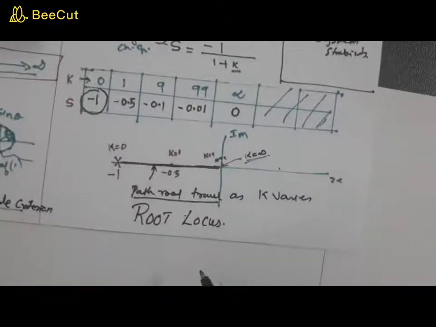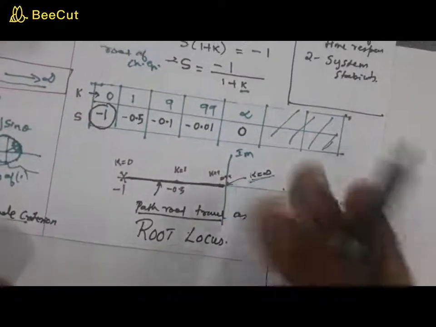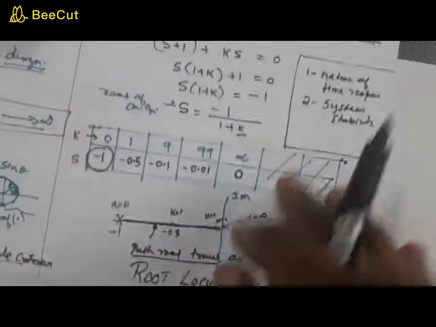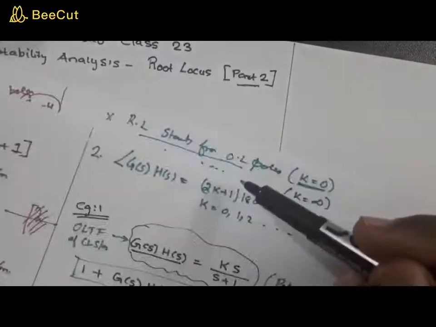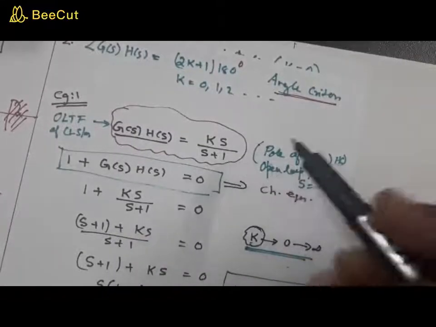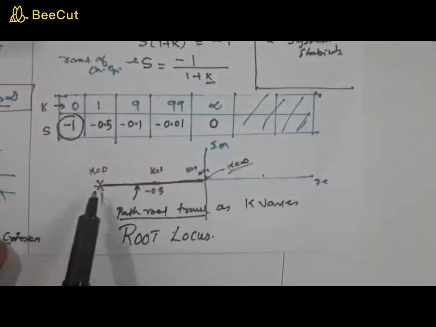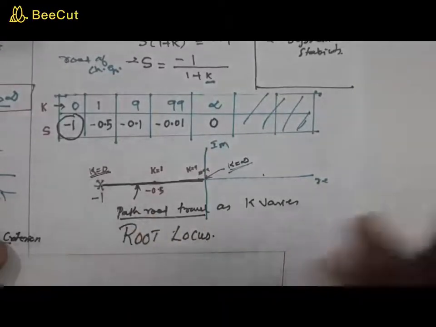We also studied two important points: the root locus always starts from the open loop poles. In this example there is one open loop pole, that is s is equal to -1. So we have seen that the root locus starts from -1. Now why is it called a starting point? Because it is the point corresponding to k is equal to 0.